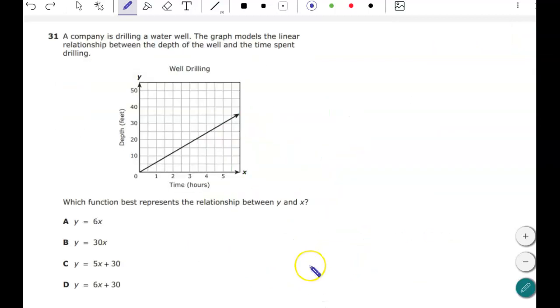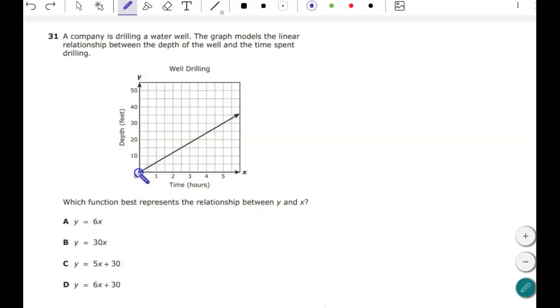All right, so this will be our last one. Hopefully we get this one in. The company is drilling a water well. The graph models the linear relationship between the depth of the well and the time spent drilling. Which function can best represent the relationship between y and x?